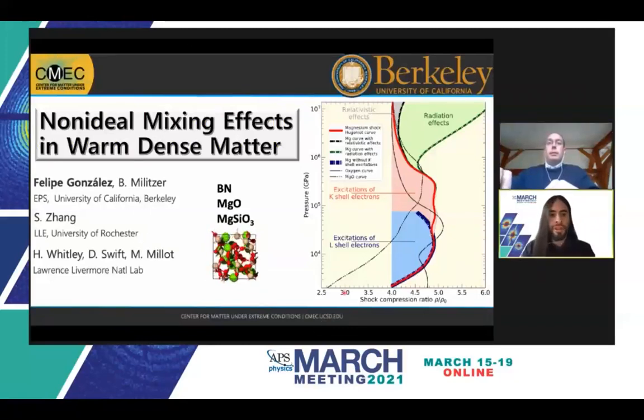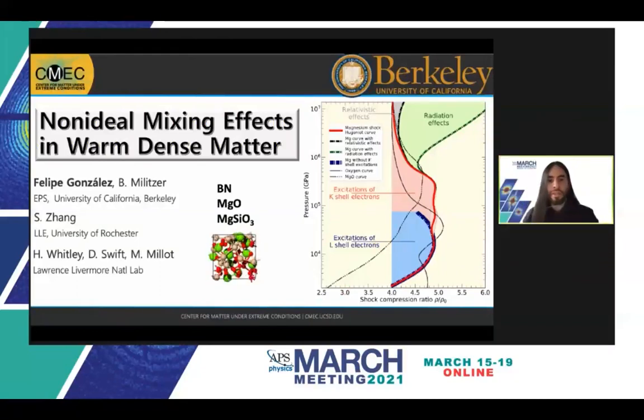Thank you, Francois. So yes, my name is Felipe Gonzalez. I'm a postdoc at UC Berkeley. And today I want to present our work on non-ideal mixing effects in warm-dense matter. In particular, in these three materials: boron nitride, MgO, and MgSiO3.